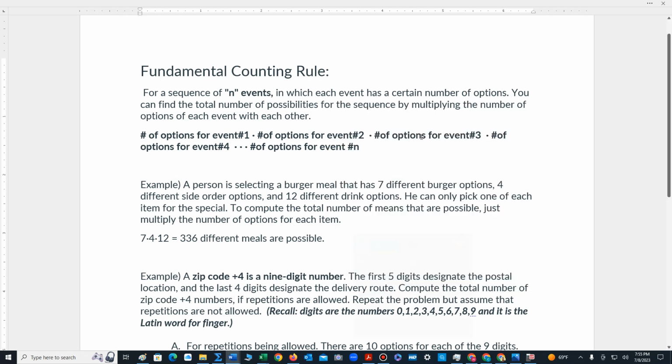In this video, we will review the fundamental counting rule. For a sequence of n events in which each event has a certain number of options, you can find the total number of possibilities for the sequence by multiplying the number of options of each event with each other. So we take the number of options for event 1 times the number of options for event 2, etc., and we multiply all those numbers together to determine the total number of outcomes for that sequence.